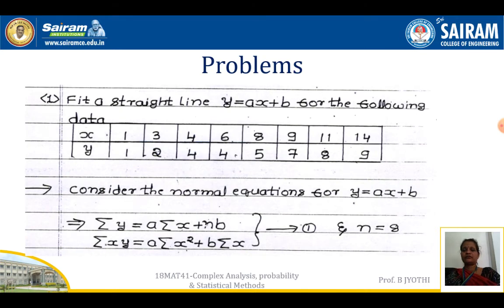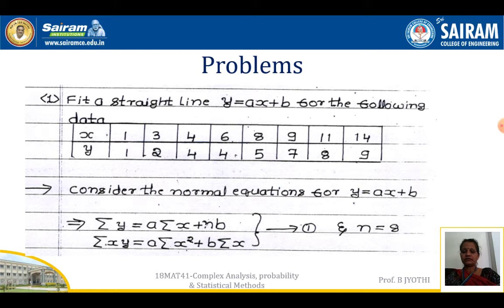Next, problems. Fit a straight line y is equal to ax plus b for the following data, where x is 1, 3, 4, 6, 8, 9, 11, 14 and y values 1, 2, 4, 4, 5, 7, 8, 9. We can observe there are totally 8 numbers given, that is the data is 8. So n value should be 8.